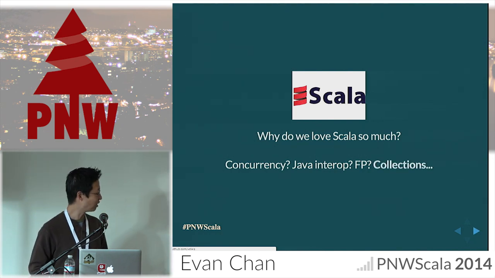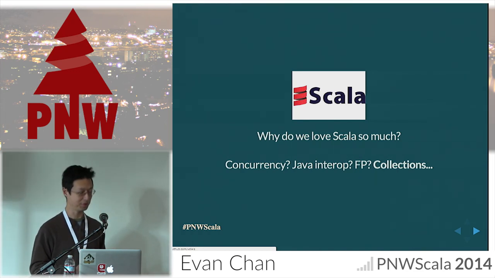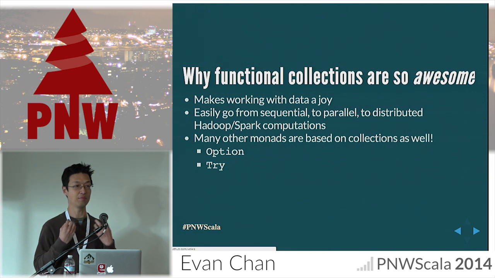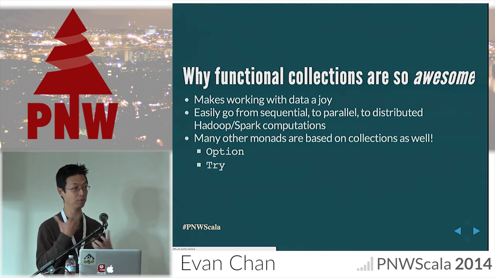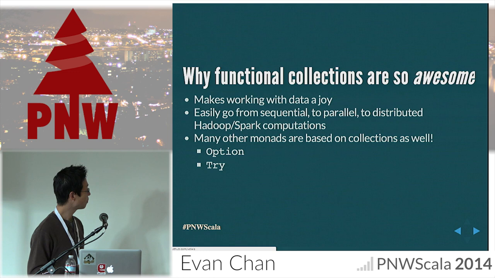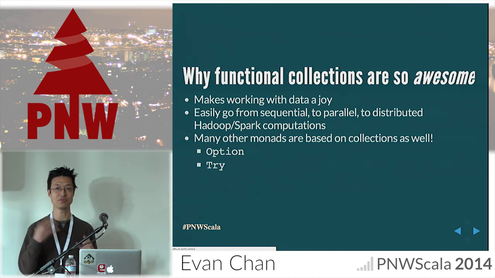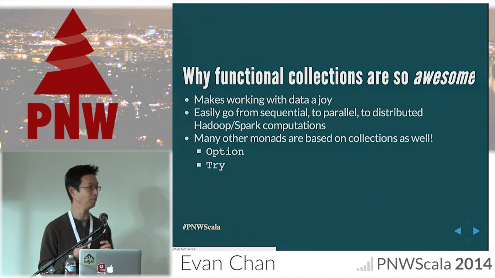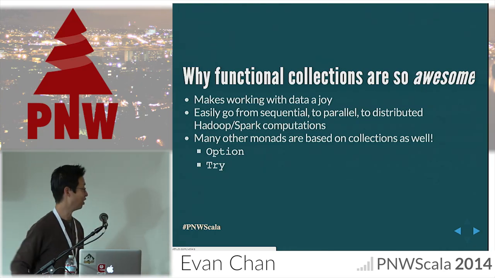But I think one really key thing is the collections API. Being able to work with lists and maps and do all kinds of functional transformations on them is pretty powerful. You don't realize how good it is until you compare it to a lot of other languages, how complete the Scala collections are. And you can work with both mutable and immutable data structures pretty easily. They're great because they make working with data a joy. You can easily go from sequential to parallel to distributed. When you talk about Scala as a scalable language, this is one key thing: with the same API, you can go from small data sets to parallel operations on them to huge data volumes.